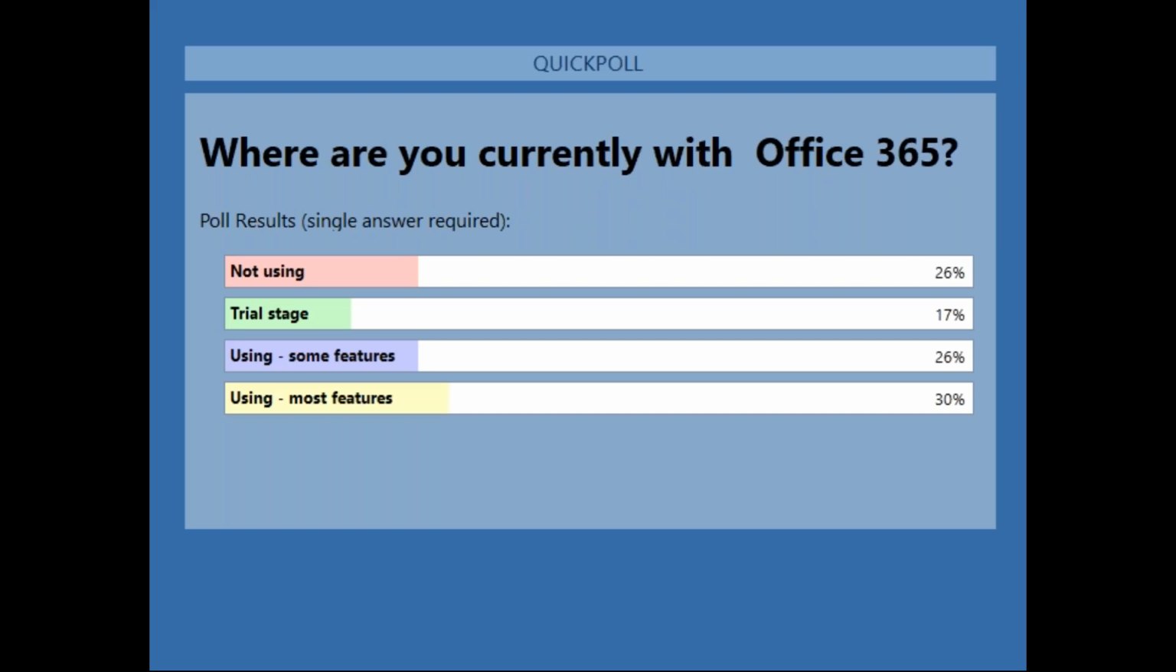So it looks like the results are in. Quite a mixture here. About a quarter of you are not using Office 365. Some of you are in your trial stage. I'm going to assume the trial stage is more about moving your mail online, so things like Exchange, unless some of you are trialing things like SharePoint. A number of you are using some features, and a good number of you are using some features. Hopefully the first bit of the presentation that I did on Office 365 gave you a good view into the E3 licenses. However, if there are any questions on some of the features I mentioned, or any feature specific questions, please do throw them out there.